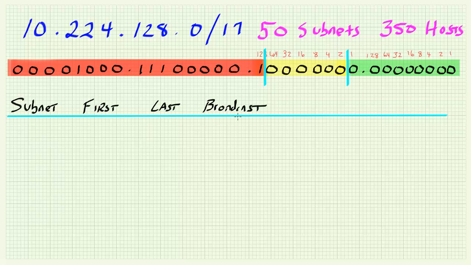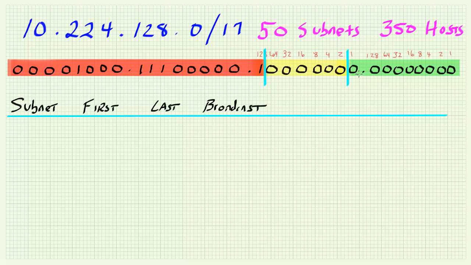We know that the broadcast is going to be the next subnet minus 1. And then the last host is 1 less than broadcast. So if we can just start figuring out what these subnets are, then everything else falls into place. So what is our first subnet ID going to be? Well, we're going to do what we've always done. We're going to set all of the host bits to 0.